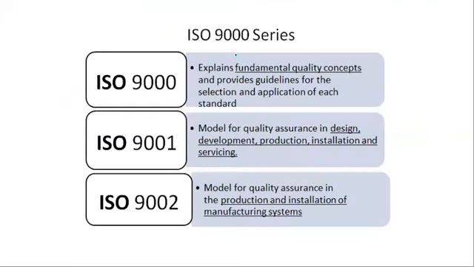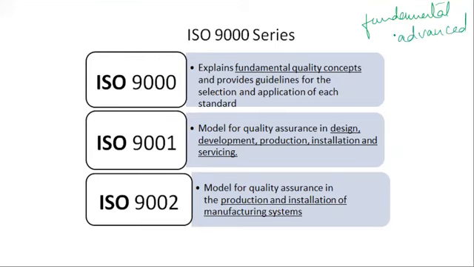Now, there are different series in the ISO. The first series is ISO 9000. This explains the fundamental quality concepts. When you're beginning with quality, there are some fundamental concepts that each and every software or service needs to follow. After those fundamentals, you can have some more advanced requirements.